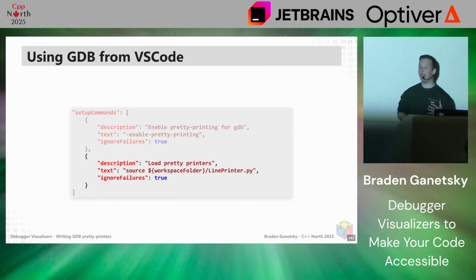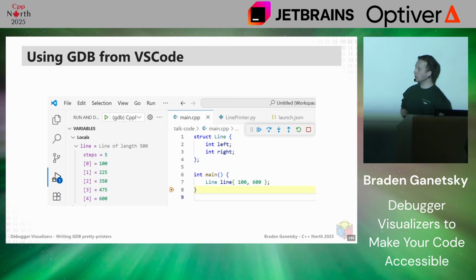If you want to do anything like a GDB init file, here is where you do it. It's inside setup commands. You just add more of these entries to this array, and text is actually the command that it sends. In this case, I'm sending the source command, and source was how I loaded a pretty printer. So I'm loading a pretty printer at wherever the workspace folder is, /lineprinter.py, and the results are, oh, it prints.